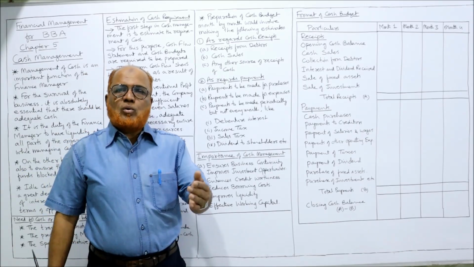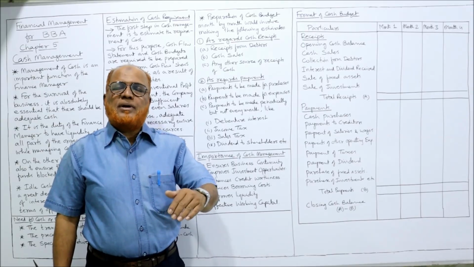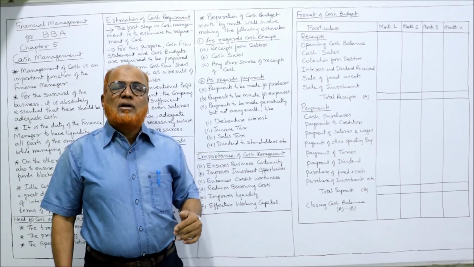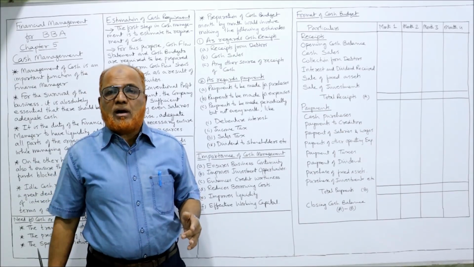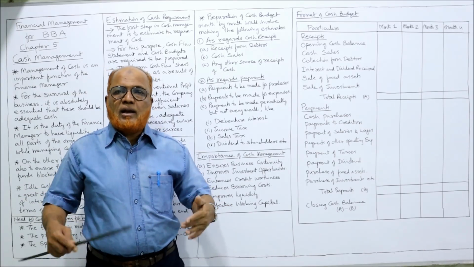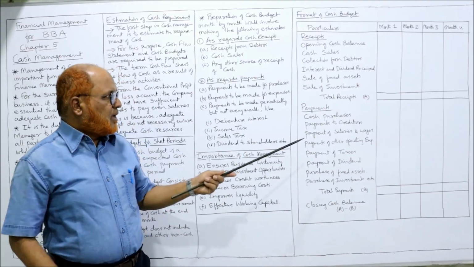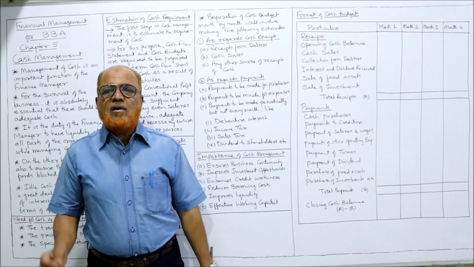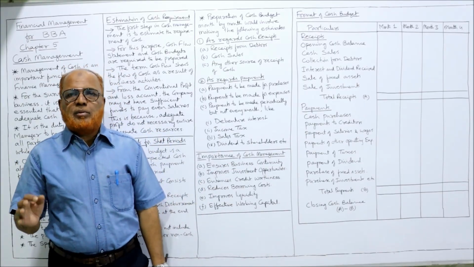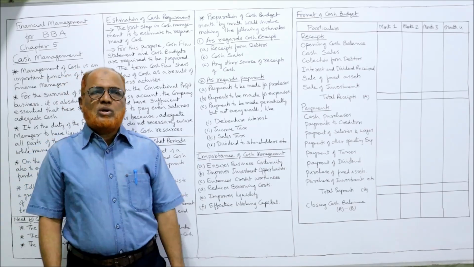That means we have purchased the goods for 1 lakh. The supplier says, pay me after 2 months. So after 2 months, we have to make the payment to the creditor, to the supplier. So regularly, we have to make the payment to creditors. Then payment of salaries, wages. Every month, the salary and wages have to be paid to the employees, to the workers.